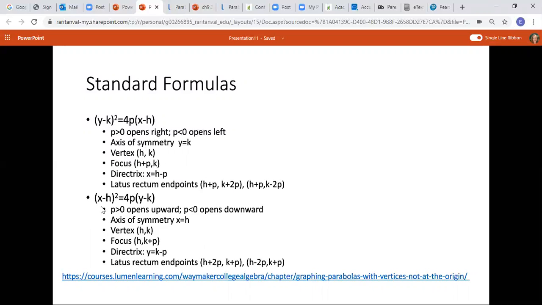If it's x squared, it's opening up or down, so from the vertex we're going to move up or down. We add p to our k value to get to our focus, and we subtract p from our k value to get to our directrix. And again, for our latus rectum, we move 2p in our x direction from the focus to get to the endpoints of our latus rectum.